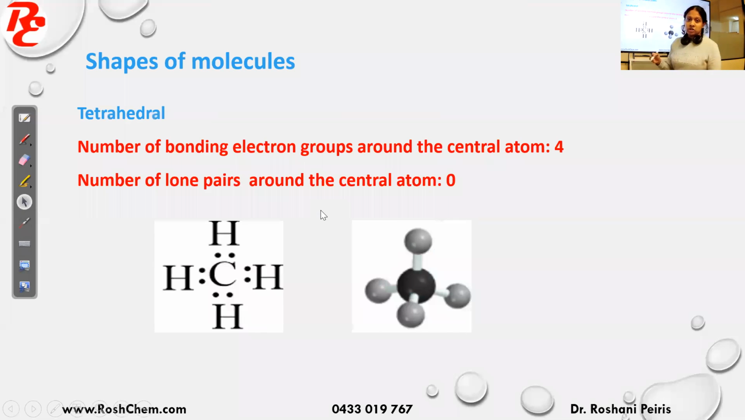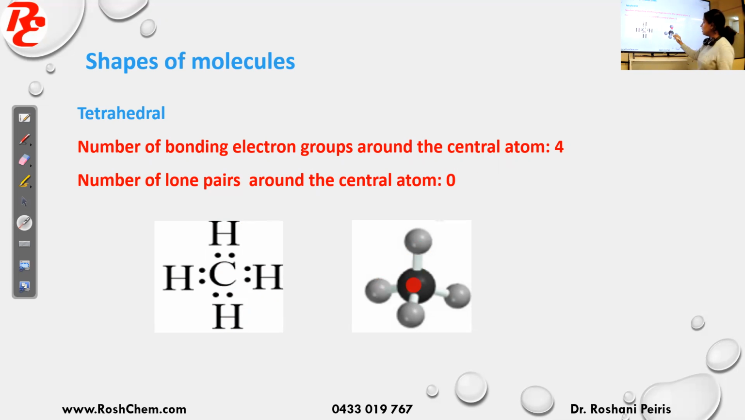Okay, the next one is tetrahedral. To have the tetrahedral shape, we should have 4 and 0. So 4 and 0 means around the central atom there must be 4 groups like this. So this is the central carbon. Around that you got 4 hydrogens. And also there should not be any lone pairs on the central atom. So it's 4 and 0.